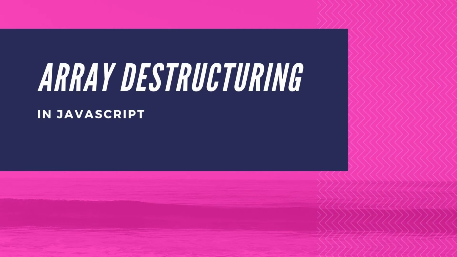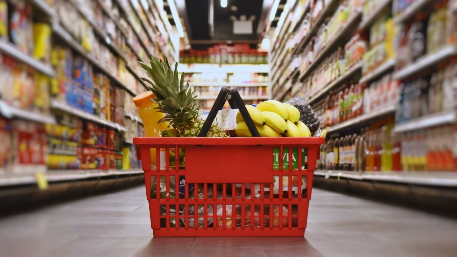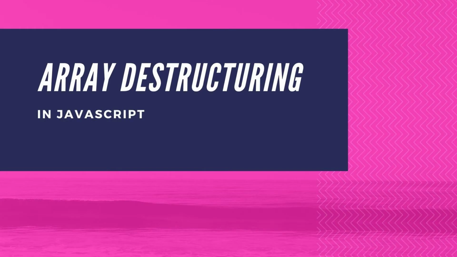So the goal of this video is to introduce array destructuring in JavaScript. Imagine you visit a supermarket. You pick some items and you pack them in bags. When you get home, one by one, you unpack these items and you put them away. When we are writing code, we can use destructuring as a way to unpack or pick out certain elements from data structures, such as objects and arrays, and then we can place these elements into their own independent variables.